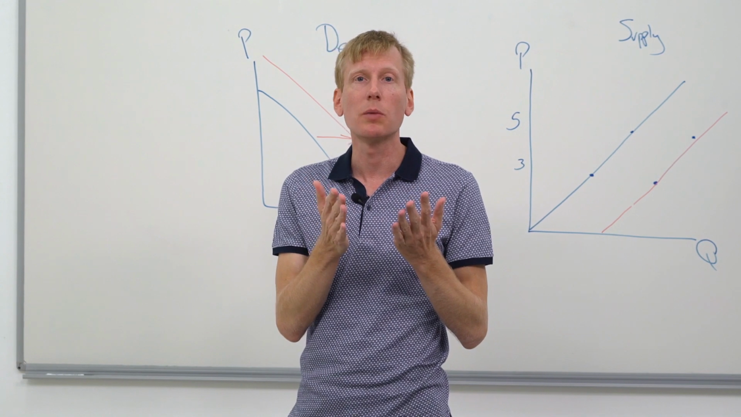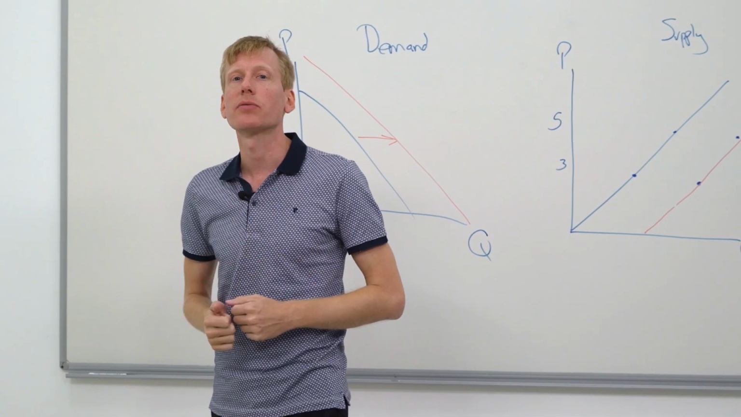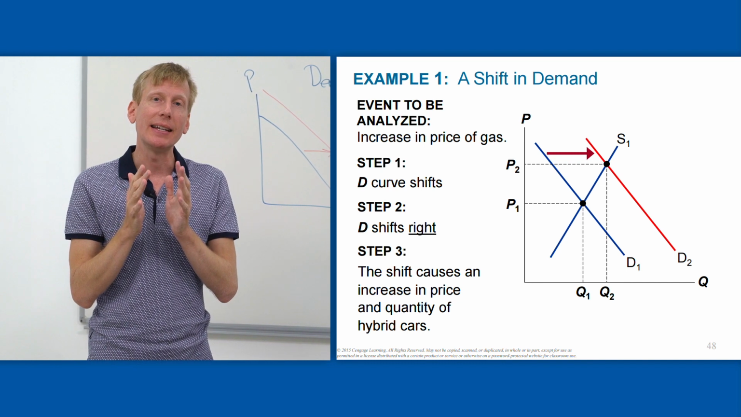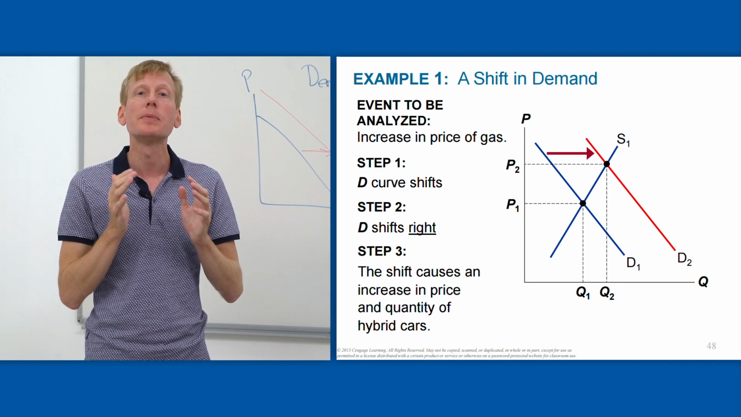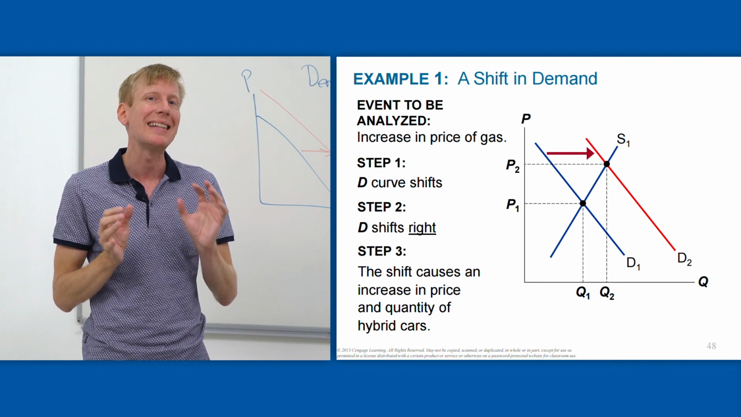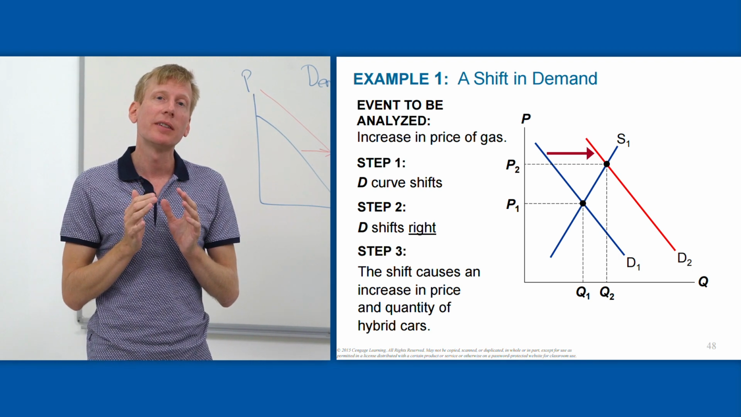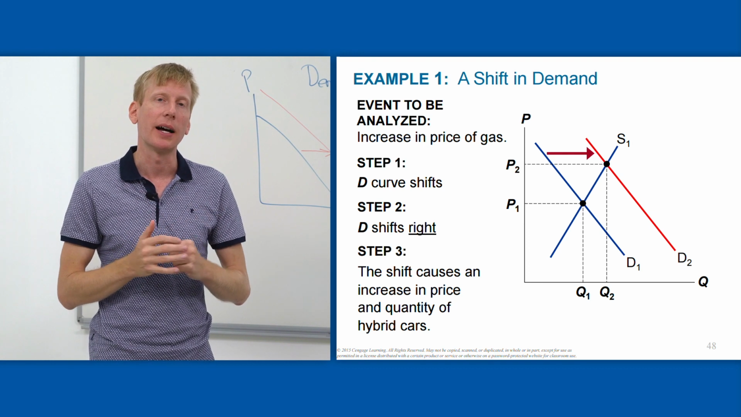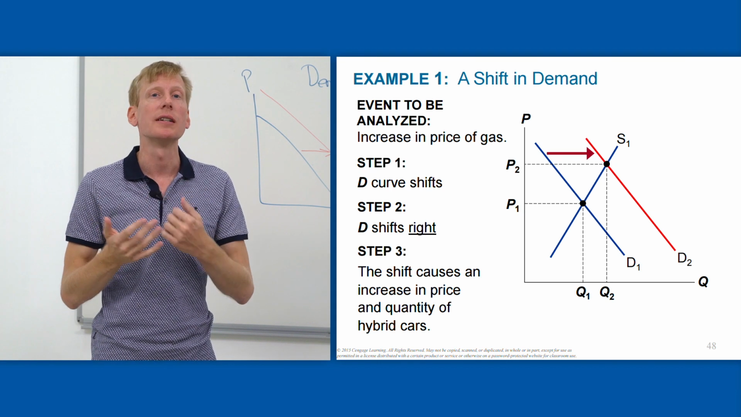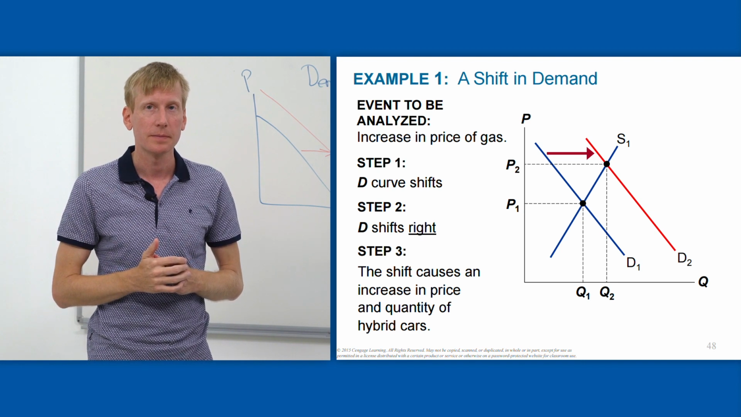So suppose the event that we want to analyze in the context of the market for hybrid cars is an increase in the price for gasoline. And we determine that that increase in the price of gasoline is an increase in the price of a substitute good, because people buy hybrid cars specifically in order to use less gasoline. Now, if that's the case, this is going to be a shift in demand, not a shift in supply. And an increase in the price of a substitute should cause an increase in demand, so it's a shift outward in our demand curve for hybrid cars.